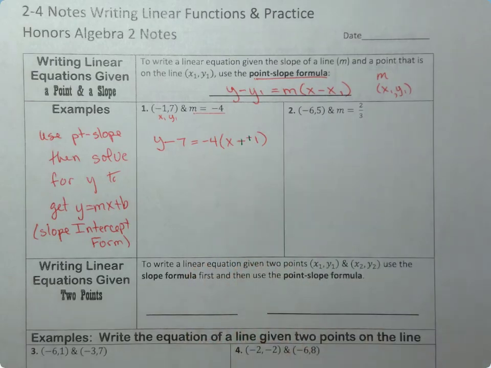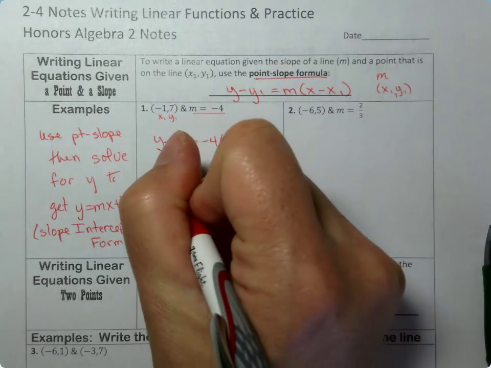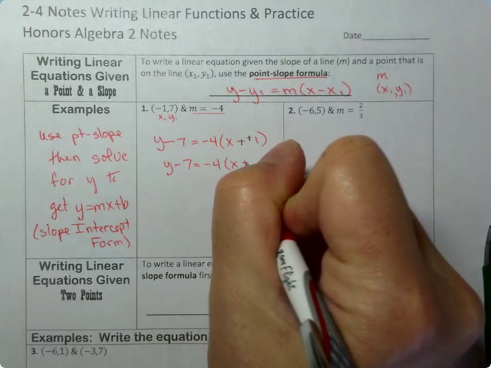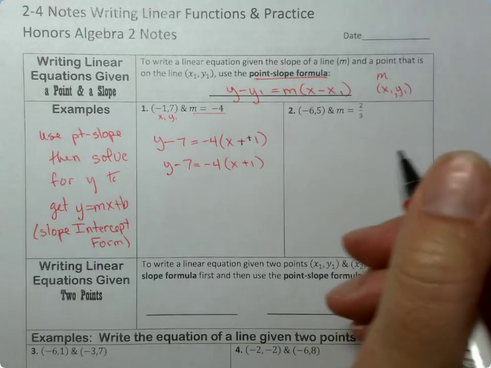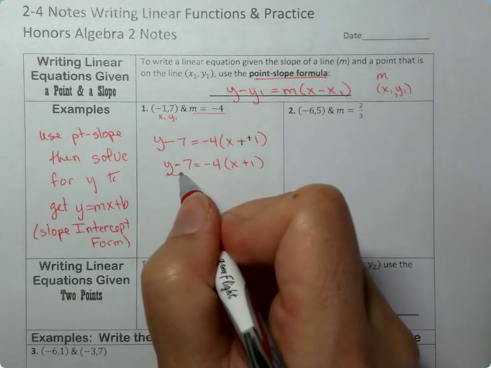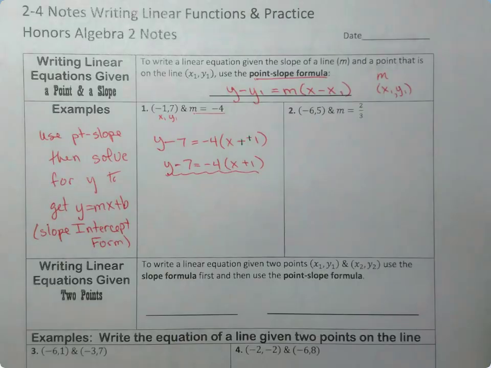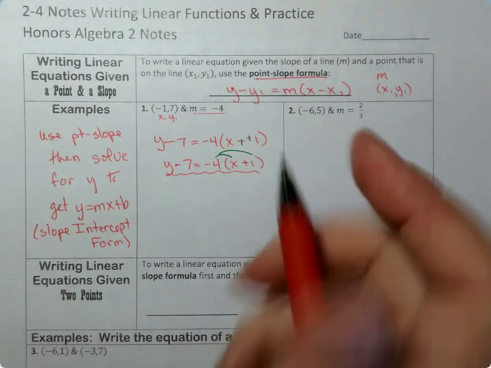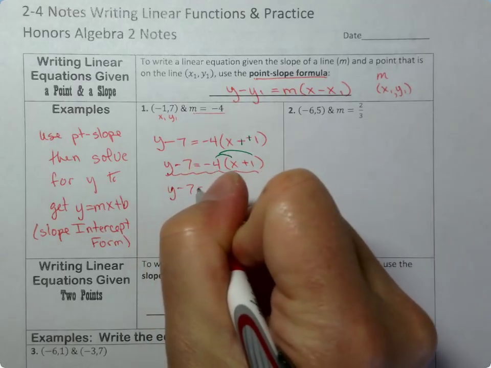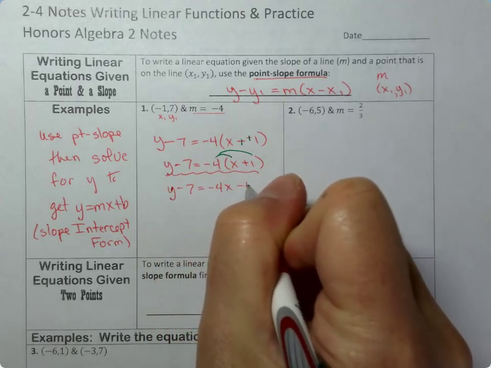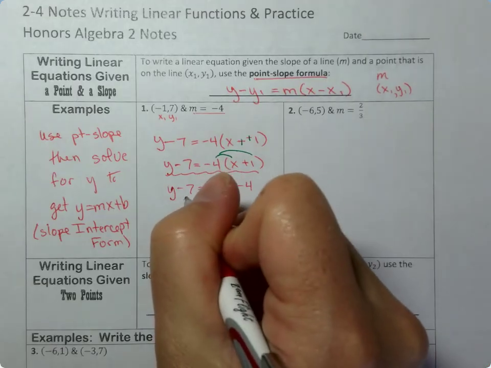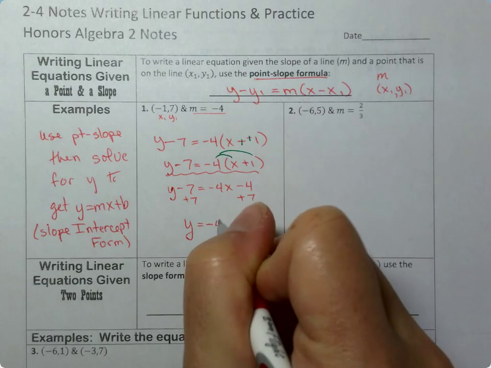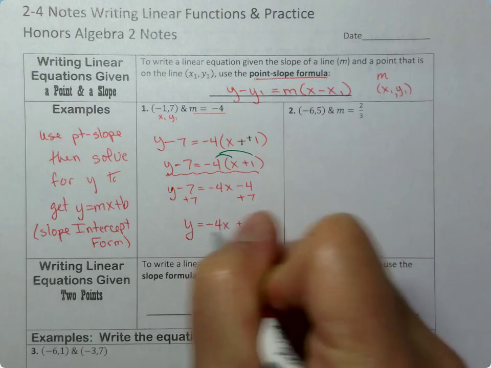Now that I have that, so again, I'm going to say it one more time. This would be your cleaned up point-slope form. So if you're asked for point-slope form, that is it. Okay, so that is point-slope form. And now we are going to put it in slope-intercept form. So we are going to distribute: y minus 7 equals -4x minus 4. And to solve for y, I would simply add 7, and I get y equals -4x plus 3.